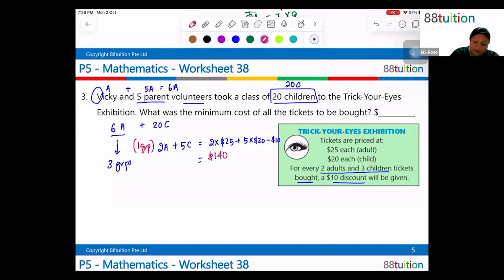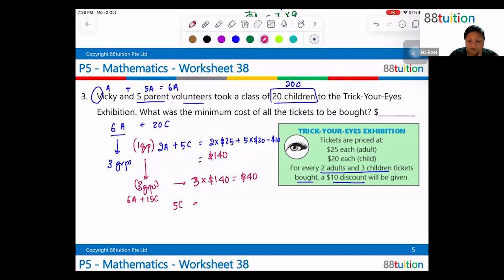So we know that we can get 3 groups. So that's 3 times 140. But 3 groups is made up of 6 adults plus 15 children. So what about another 5 children? That would be 5 times $20 to give me $100.